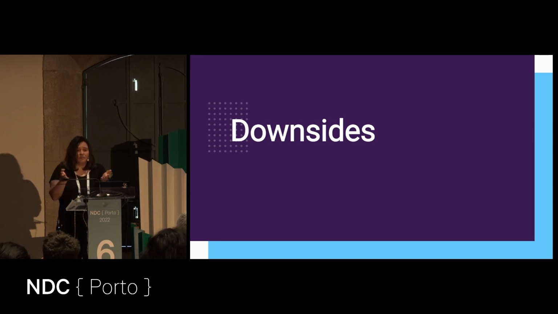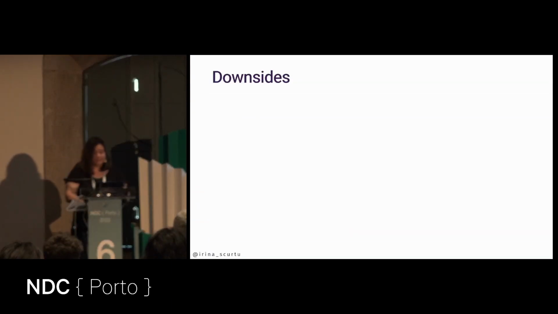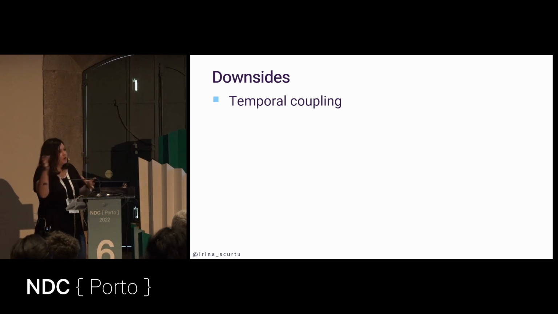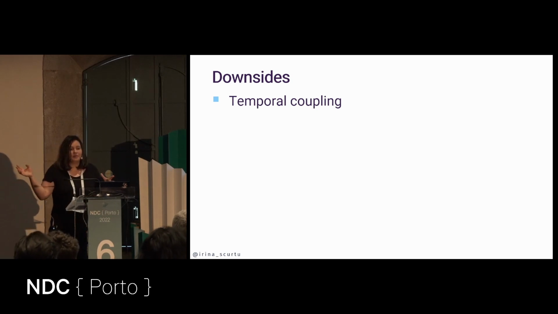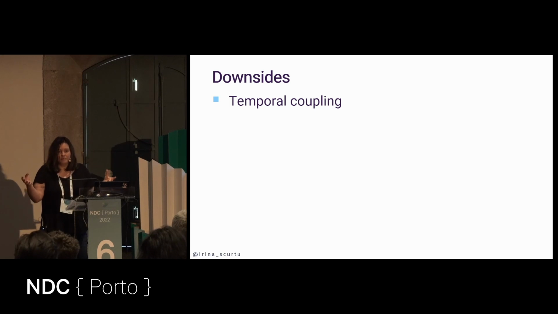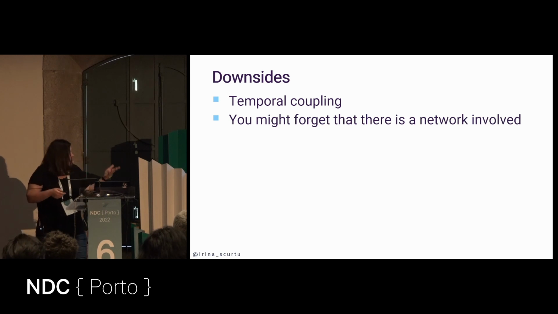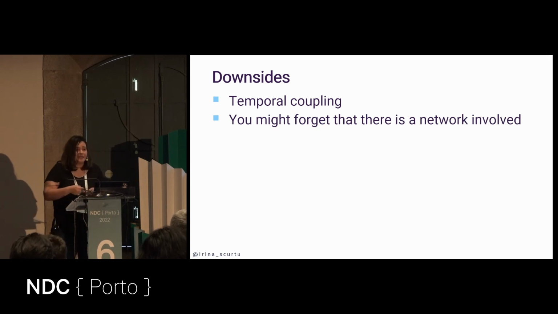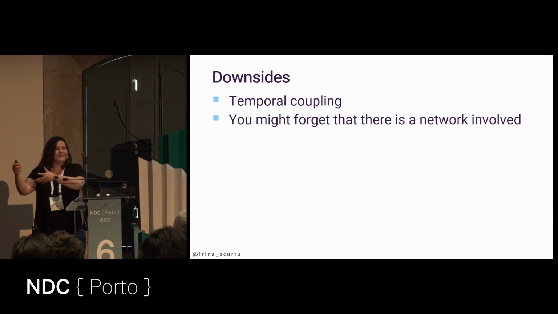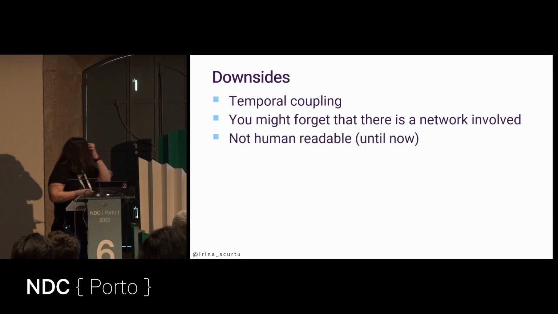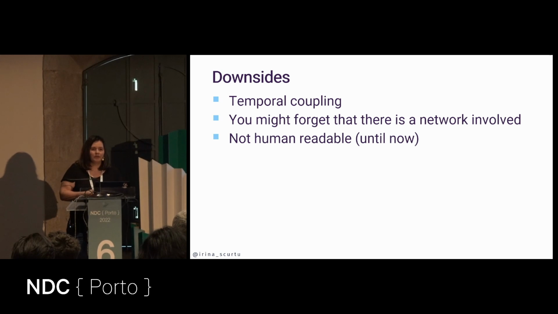But if you have that, why not use a technology that is actually faster? So what are the downsides? Well, the downside is that you won't have the same benefit of using a queue, for example. You need both systems to be up in order to make them communicate. Another thing is that as a developer, you might forget that this is the network. You call the method, it's very familiar. And it's not human readable, until now, because Postman did a very awesome thing.